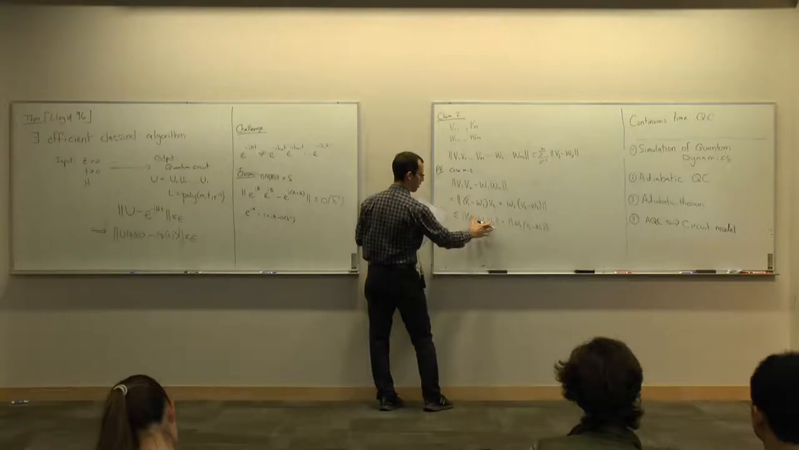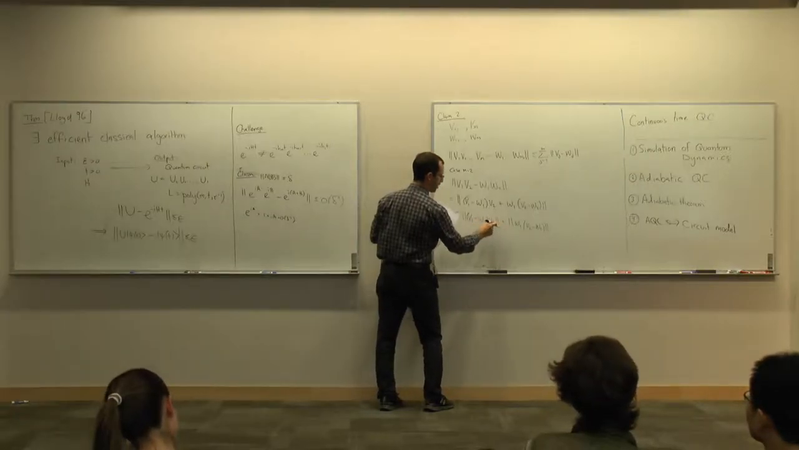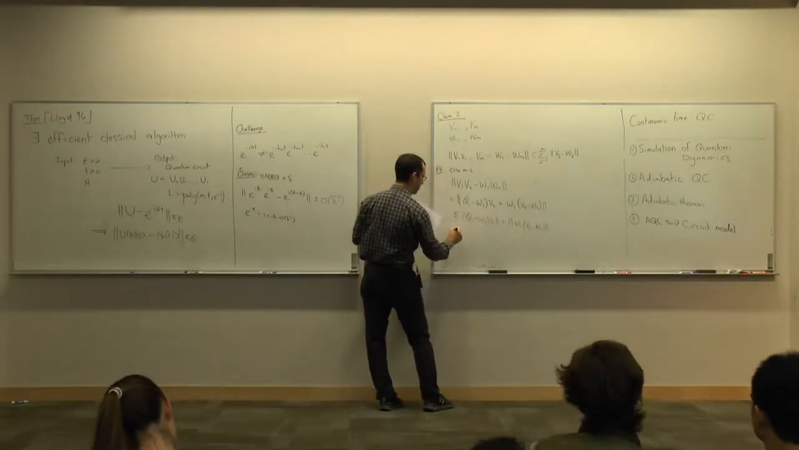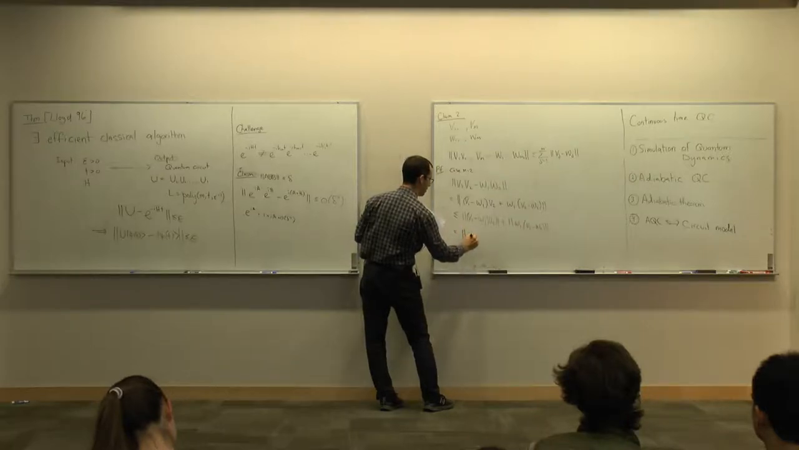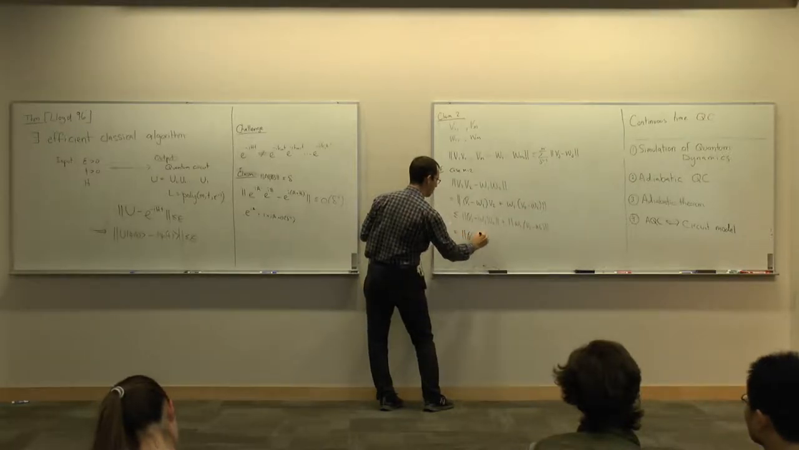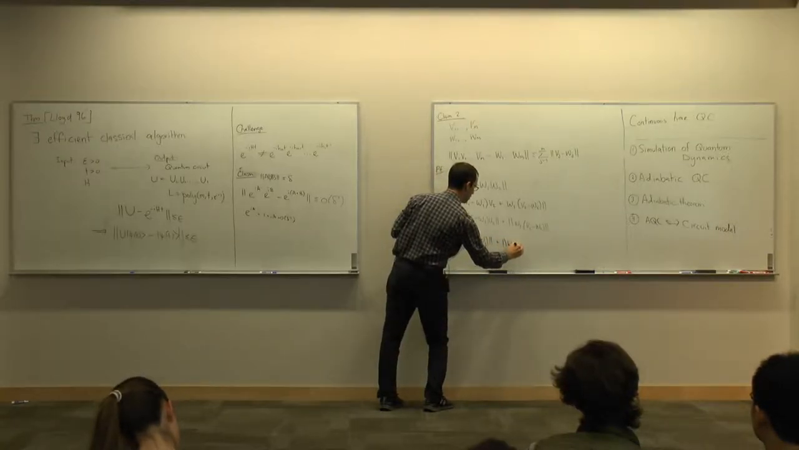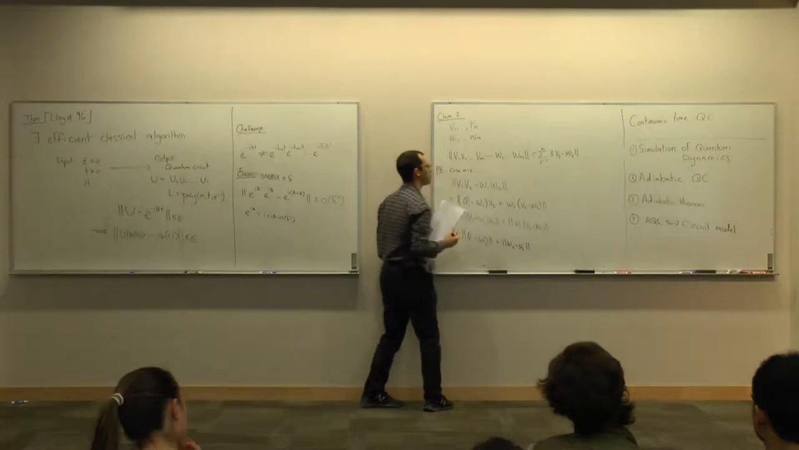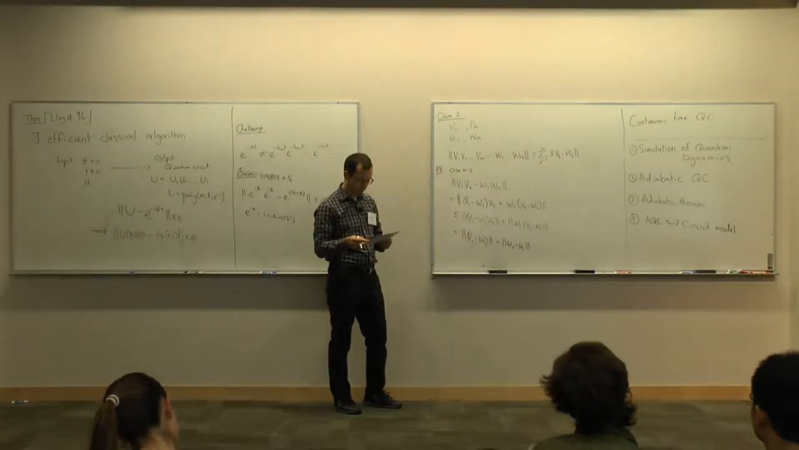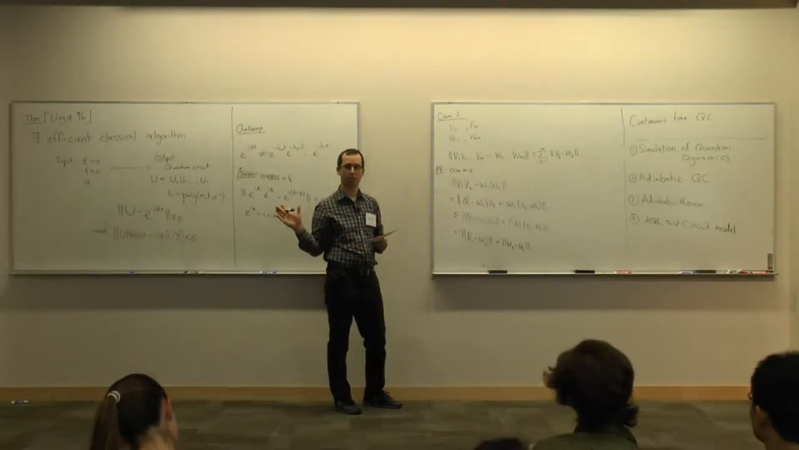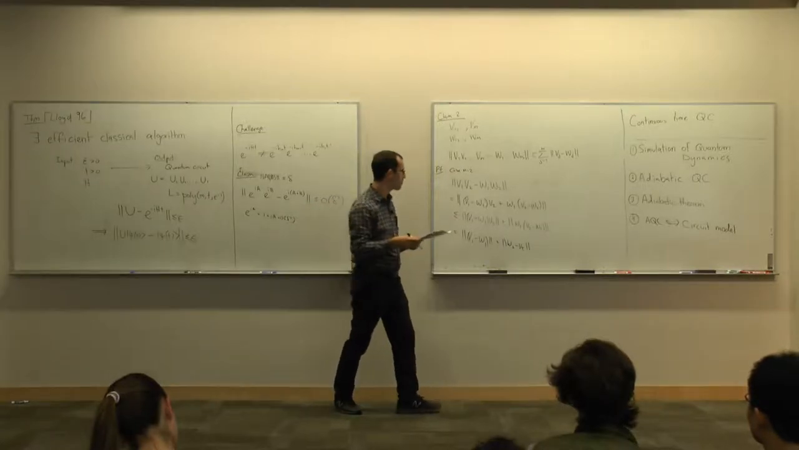So now I'm taking the operator norm, and I have a unitary acting on the right, and here I have a unitary acting on the left, and those just go away. Okay, so those are our two little facts, and now from those we can prove this theorem.